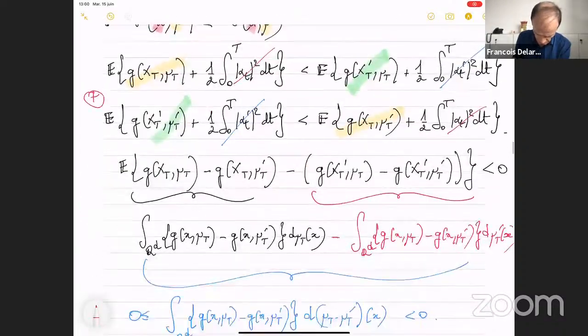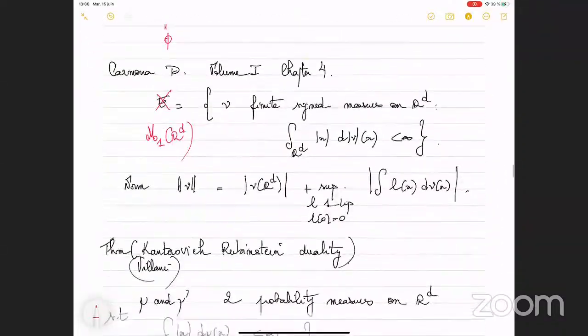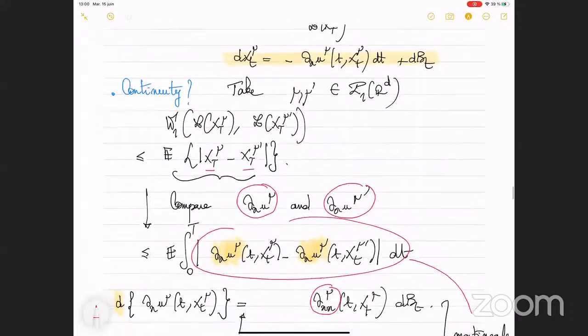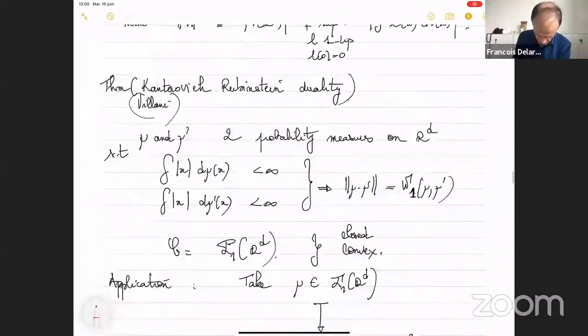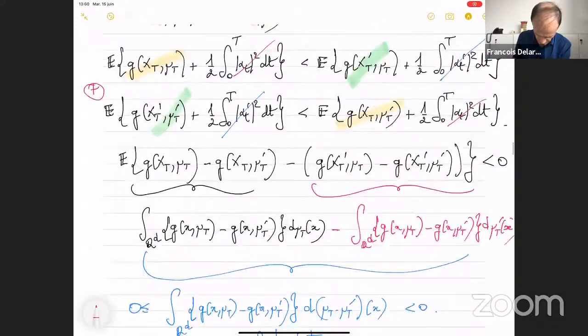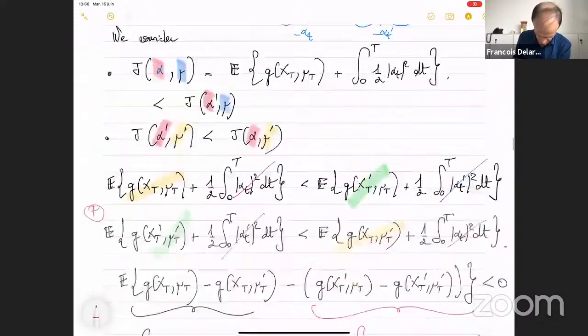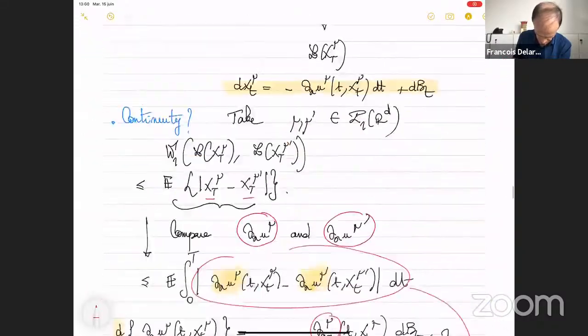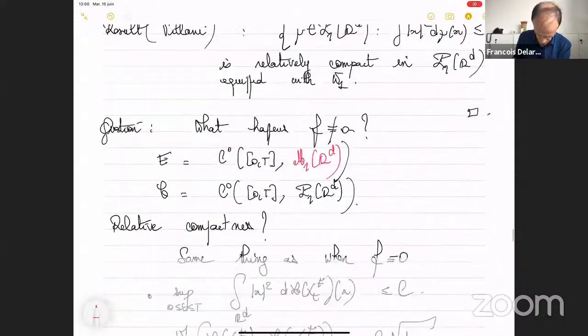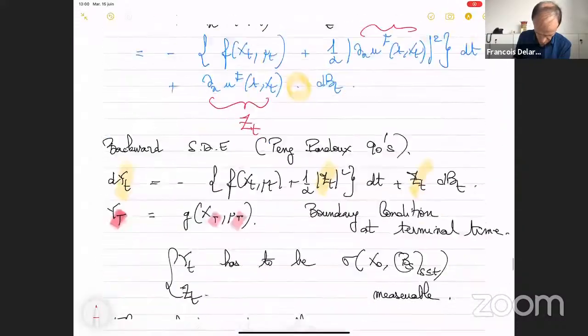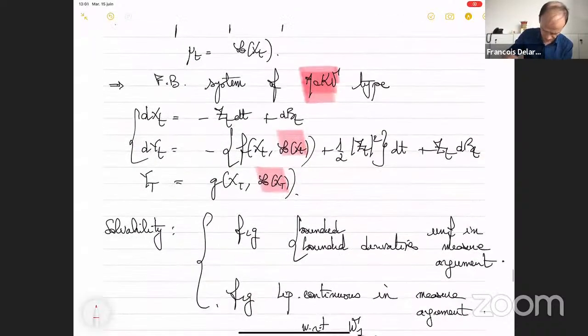Now you could say, I'm trying to see where is my equation. Yeah, this was this one. So now if you want to solve this forward-backward system, in order to solve that, you will make a fixed point, exactly as I did. So this will be the same.